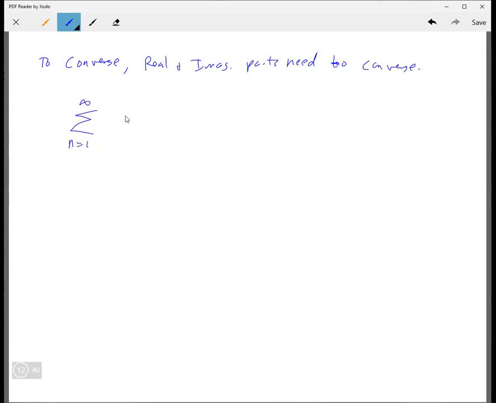So for example, let's say I had this series right here. Let's say 1 over n squared minus, and we'll say 1 over 2 to the n i. Okay, so do you think this is going to converge or diverge?